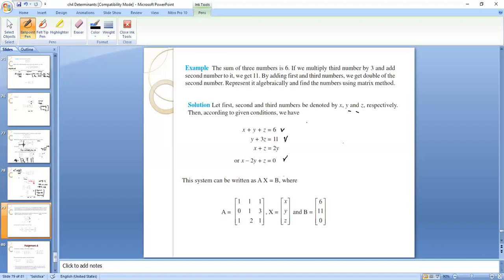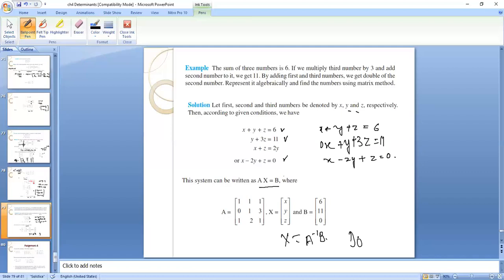This is important. The first equation is x plus y plus z is equal to 6. Second equation is 0x plus y plus 3z is equal to 11. Third equation is x minus 2y plus z is equal to 0. If you are able to solve up to here, then after that you have to write it in the form of a matrix and you will solve it and find X, which is given by A inverse B.